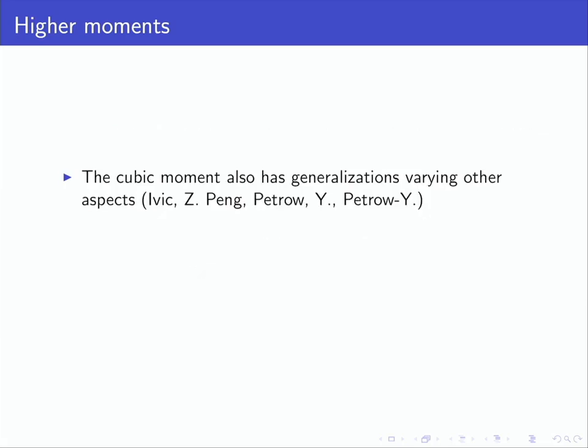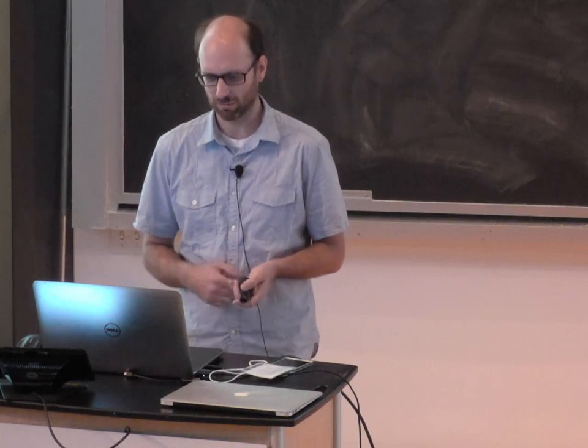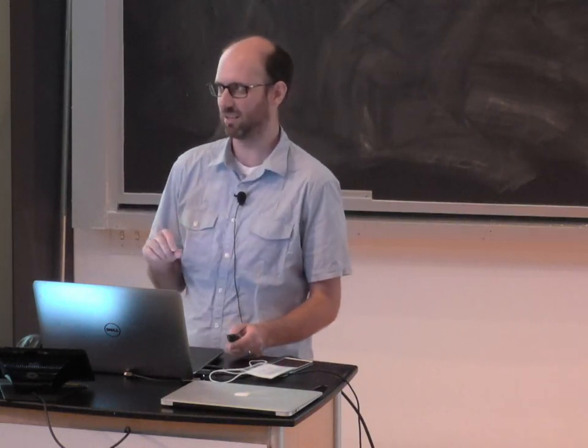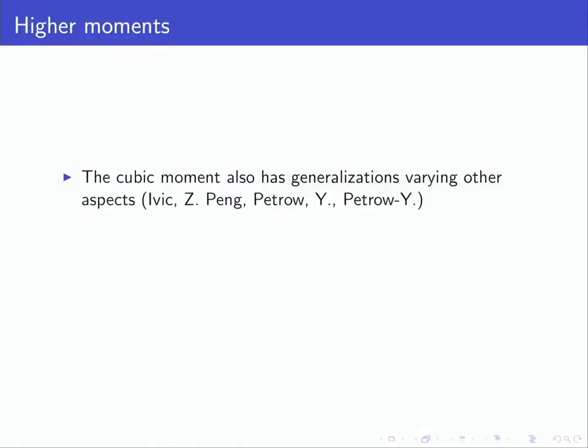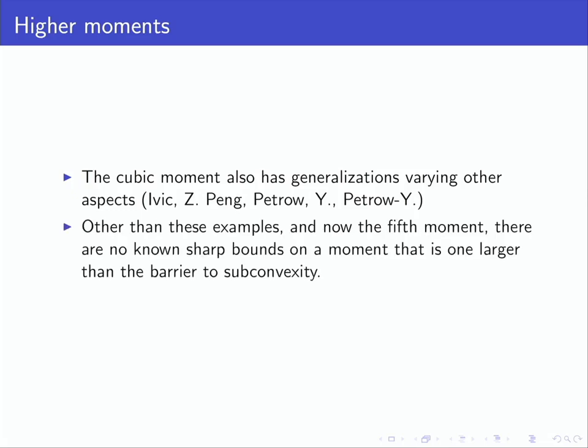So there are a number of other variants on the cubic moment. There's a paper of Ivić that came out around the same time as Conrey and Iwaniec, where they looked at level 1 and varied the spectral parameter. And there's a paper of Peng that did the weight aspect. And then there are papers of Ian Petrow and myself, separately and together, that did other generalizations or unifications of these. I would classify these all as part of the same collection of moment problems. They fit together nicely.